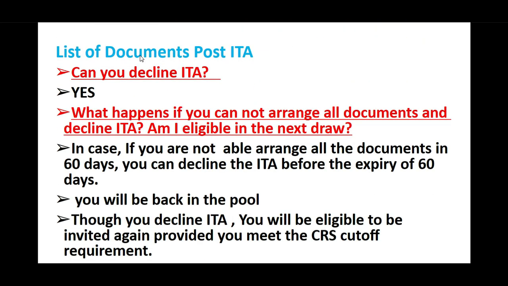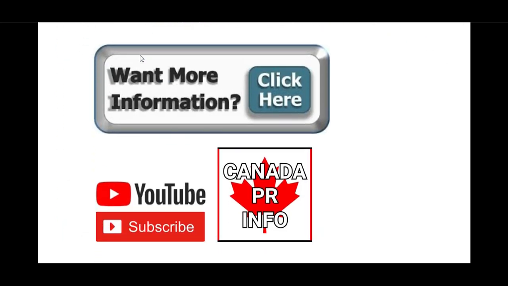And what happens if you decline the ITA? If you decline the ITA, or if you are not able to arrange all the documents in the 60 days, then you will be back in the Express Entry pool. And even though you declined the ITA, you will be eligible to be invited again, provided that you meet the CRS cutoff for the upcoming draws. So I hope I have covered all the information regarding the list of documents required after the ITA for the Canada Express Entry program.